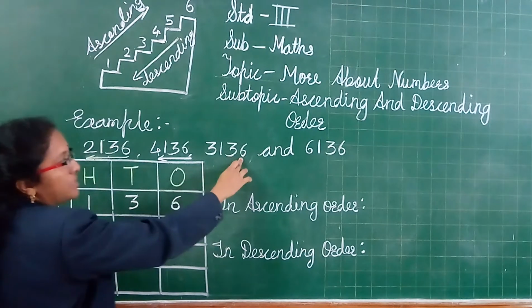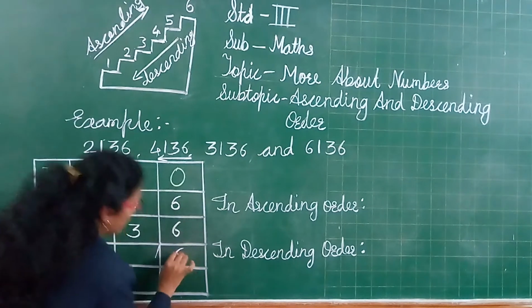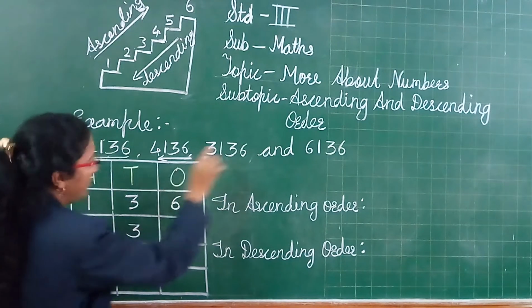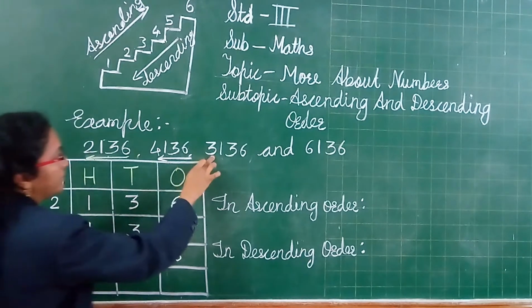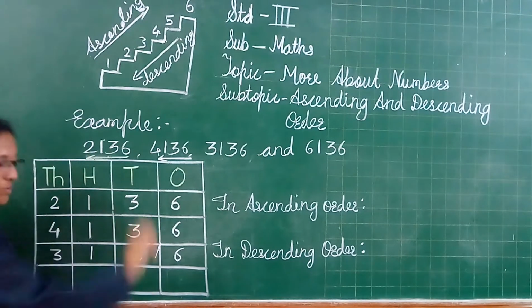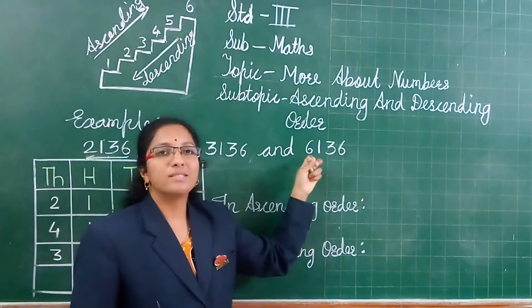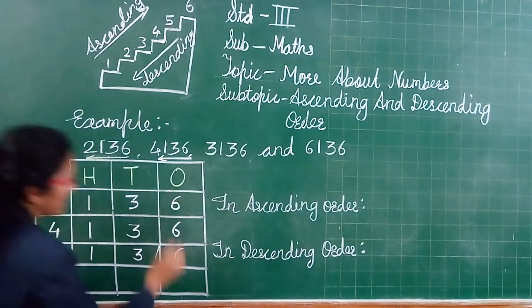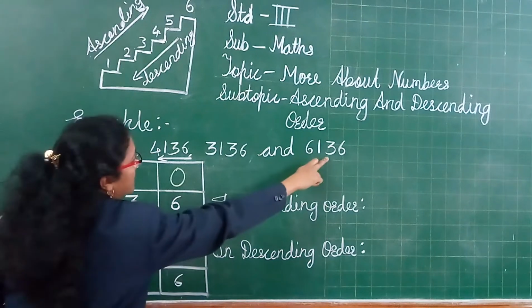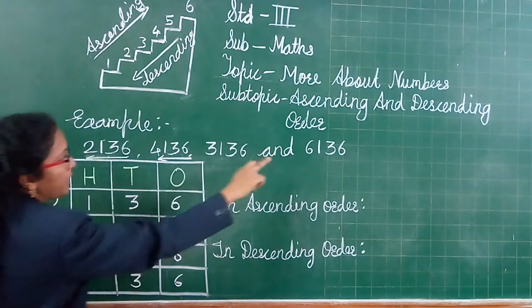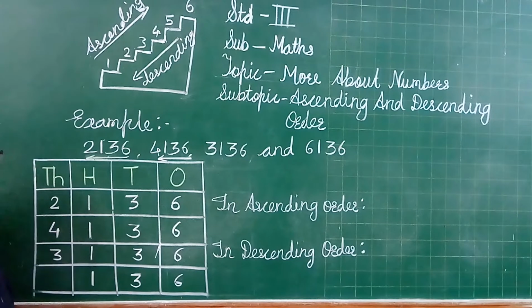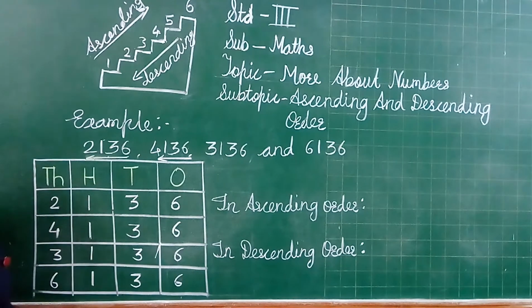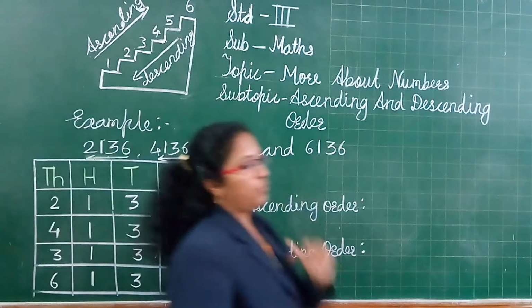We arrange the 6 in 1's place, 3 in 10's place, 1 in 100's place and 3 in 1000's place. Now the last number is 6136. See here, the 6 we arrange in the 1's place, then 3 in 10's place, 1 in 100's place and 6 in 1000's place. See here, all are 4-digit numbers.